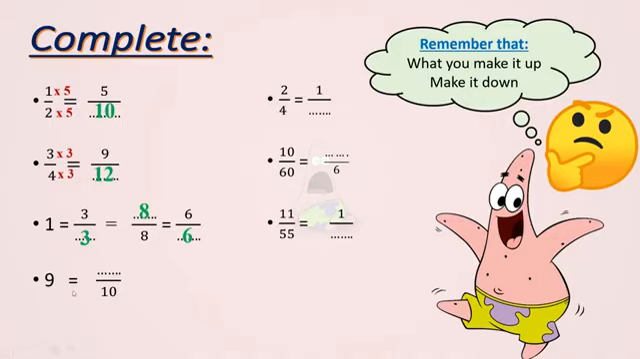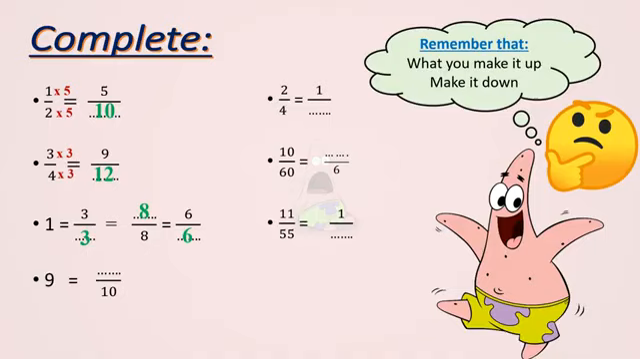Let's move to this example. 9 is equivalent to which fraction over 10? Okay, let's say that any whole number has a hidden denominator, which is 1. Because any number divided by 1 equals that number, right? So 9 here has a hidden denominator, which is 1. Because 9 divided by 1 equals 9. So any whole number has a hidden denominator, which is 1. So here, the hidden denominator of 9 is 1.